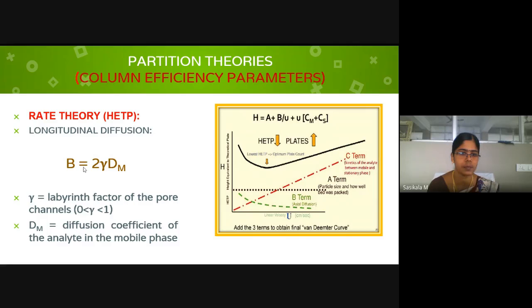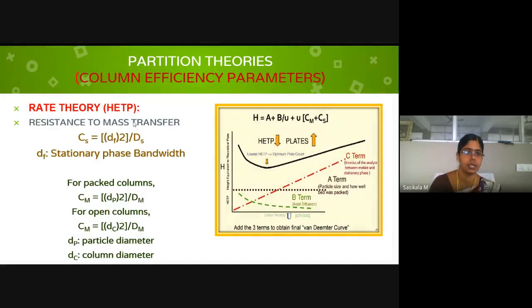So these two factors will calculate longitudinal diffusion. Next, about resistance to mass transfer, that is the C term. Cs represents resistance to mass transfer in the stationary phase, and it is calculated with df square divided by Ds. Df is representing stationary phase bandwidth, and Ds is the diffusion coefficient of the analyte in the stationary phase.